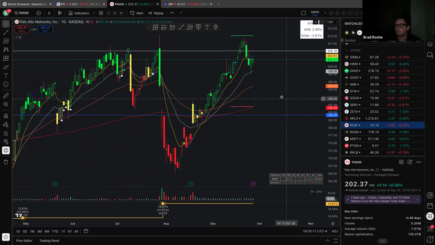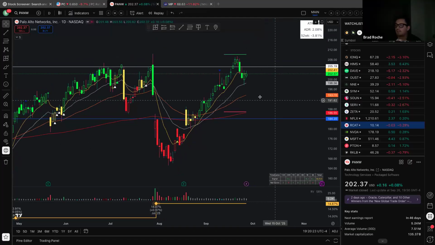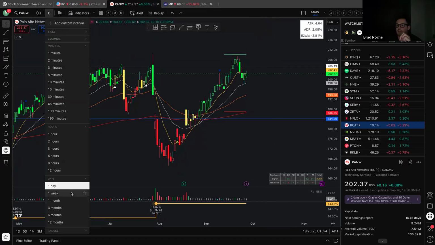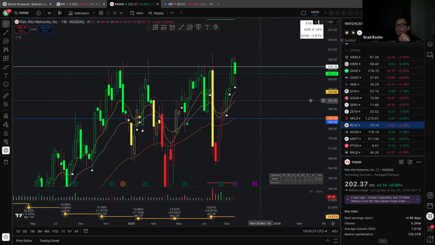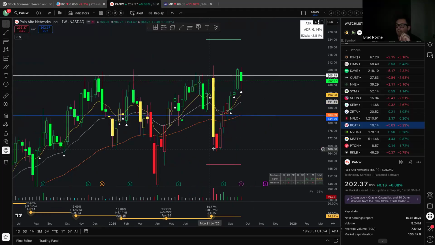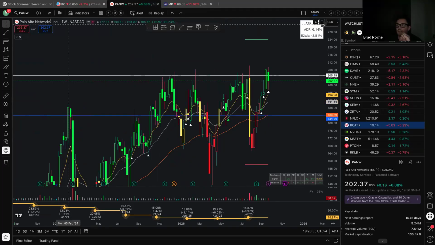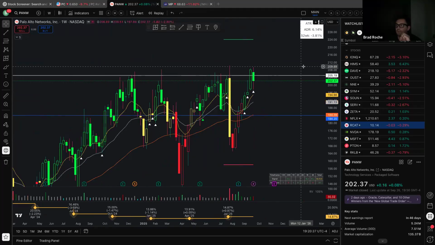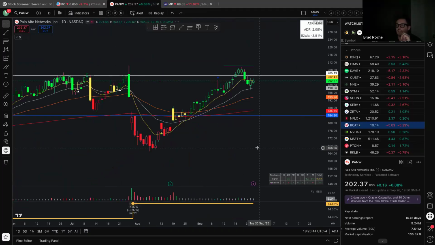PNW. So this is in that kind of IT software type deal, so this would be running along the same lines as my SNOW idea. This has weekly buy signals on it. We had a massive shakeout here, and then got bought right back up. So that's a pretty bullish sign. So if we break out above this 210-ish level, you should see a really nice move in this one.